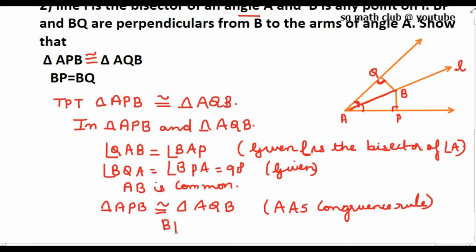Again, BP is equal to BQ. As usual, we can write corresponding parts of the congruent triangle. If two triangles are congruent, their sides will be equal and their corresponding angles will be equal. So already we have proved these two triangles are congruent. So BP is equal to BQ because it is the corresponding parts of the congruent triangles.